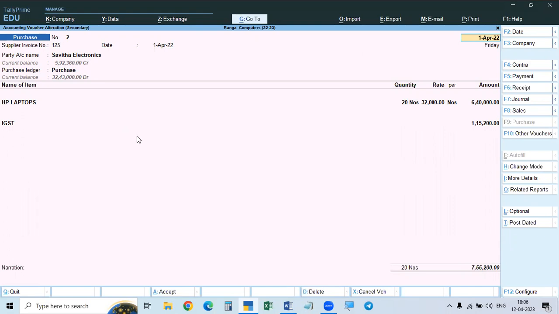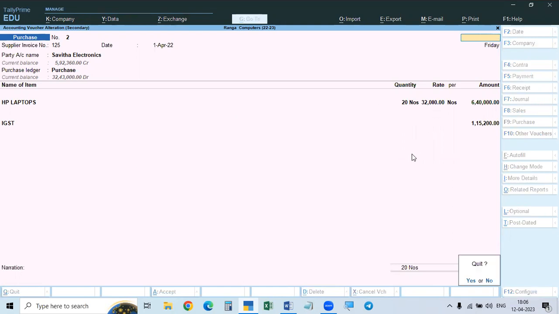So when you return the goods, we have to record the transaction. While recording it in the debit note, we have to give the invoice number and date of the original seller, that is, the original invoice. When we purchased, we received an invoice, and the original invoice number we have to give. So remember this: invoice number 125, 1st April, HP laptop, 32,000 rupees each.